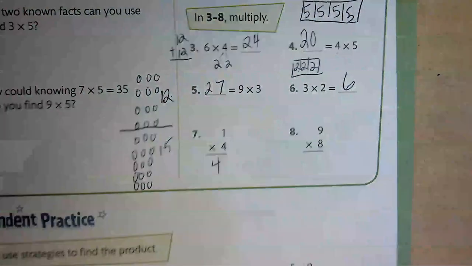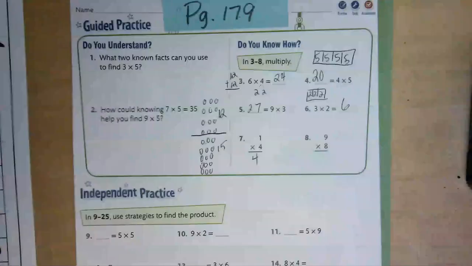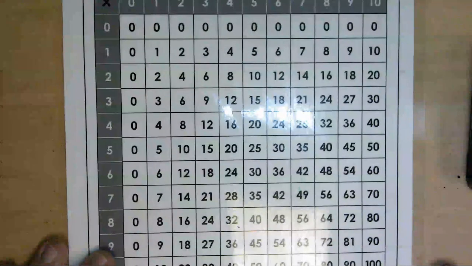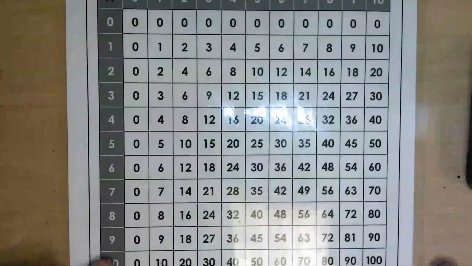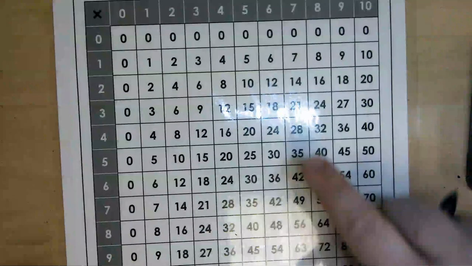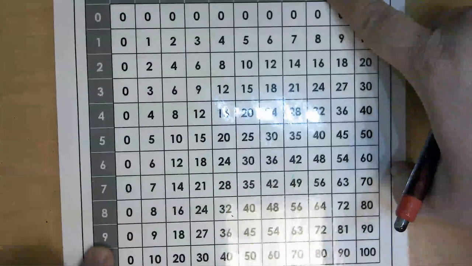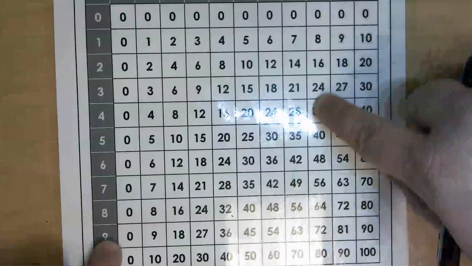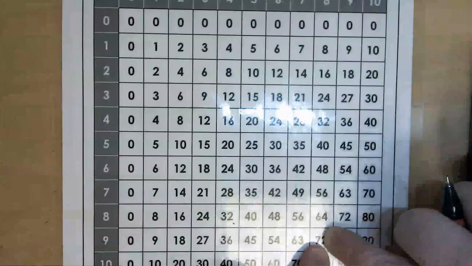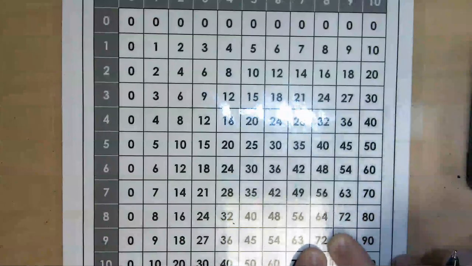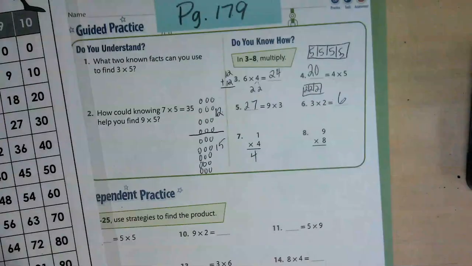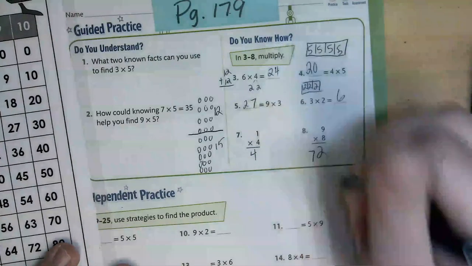My last one is 9 times 8, and I'm still working on my 9's facts, so I'm going to grab my multiplication page real quick. All right, down here I've got my 9, up here I've got 8, and I'm going to go ahead and see where these 2 meet. And they meet right here, and my answer is 72. 72 would be my answer for that one.